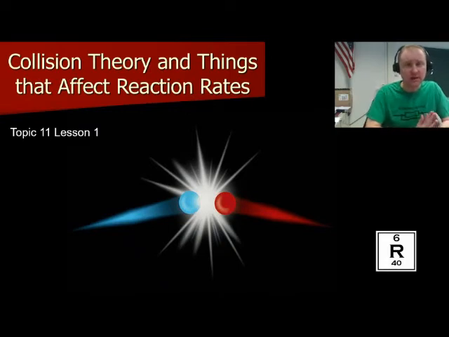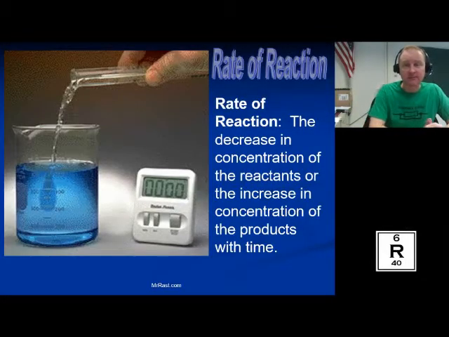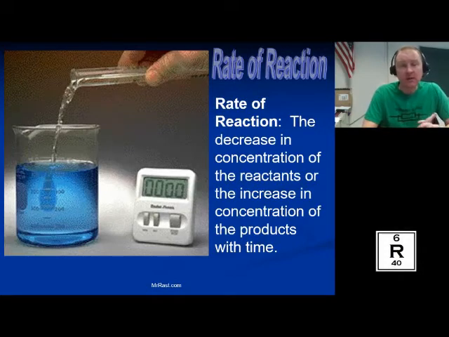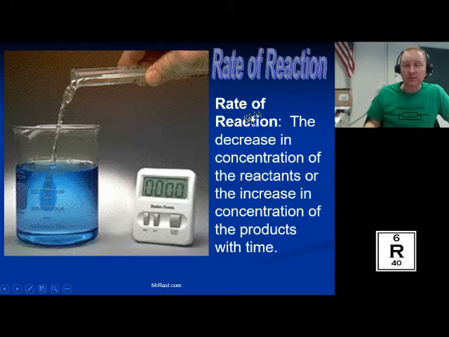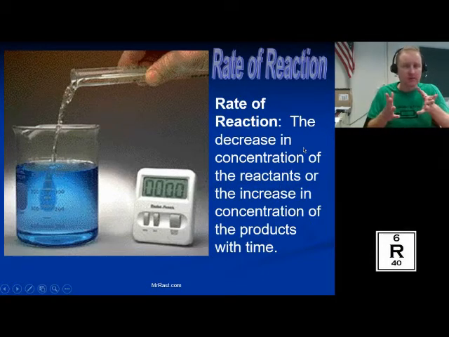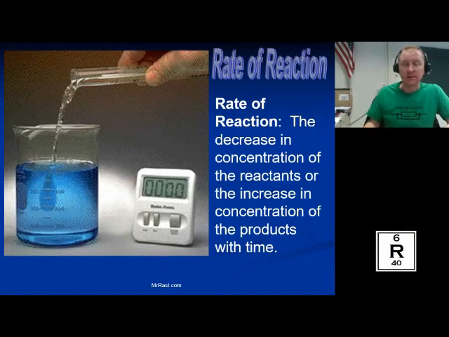The first thing we're going to talk about is the collision theory and things that affect our reaction rates. So let's get started here. A reaction rate, what is the rate of reaction? When we observe reactions, we can do it one of two ways. We can watch the rate of the reaction. The rate of reaction is the decrease in the concentration of the reactants, or we can observe the increase in the concentration of products.